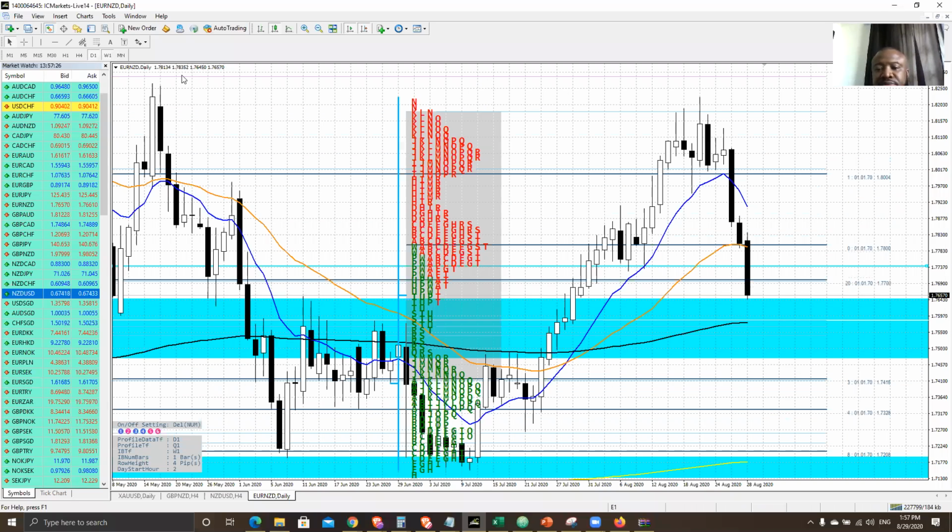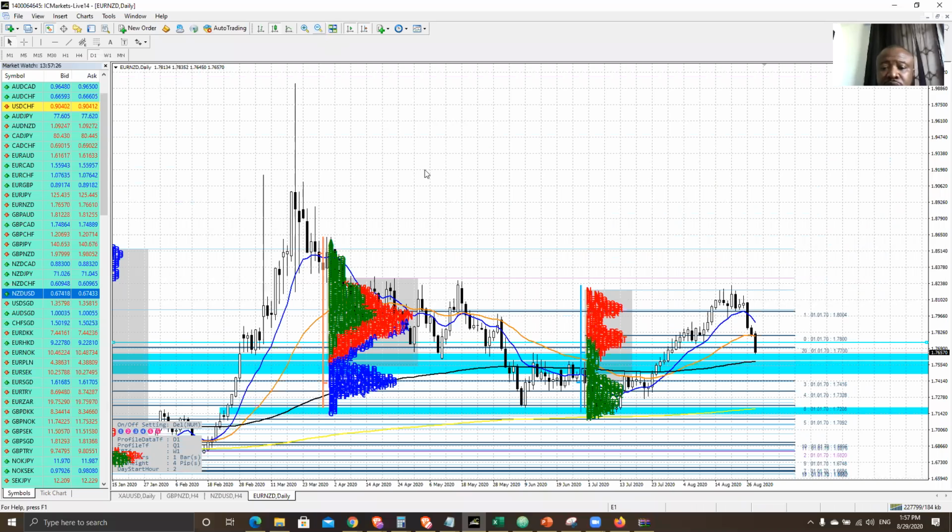Let's look at daily. So with the daily chart, we've seen the rejection at this high. Look at this multiple resistance area. Now we've seen that rejection. Price is coming back into this particular zone. So euro against New Zealand is a pair to be careful of. Structurally, we need to look at what the 4-hour is telling us.